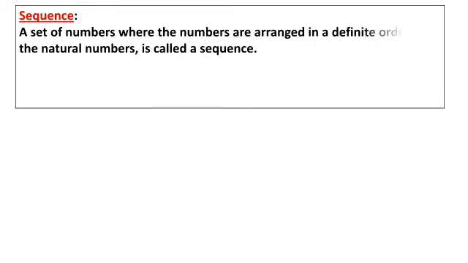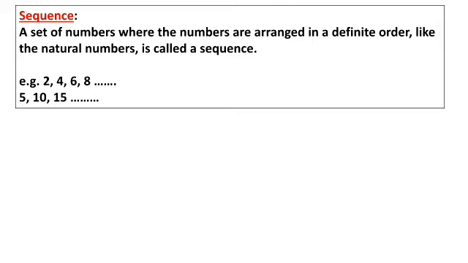Now students, sequence. Sequence means a set of numbers arranged in a definite order, like the natural numbers, which is called a sequence. For example, 2, 4, 6, 8. They have a definite order, with a distance of 2. One more example, 5, 10, 15. Here these numbers are also in a sequence, arranged in a definite order, with a distance of 5. So this type of order is called a sequence.